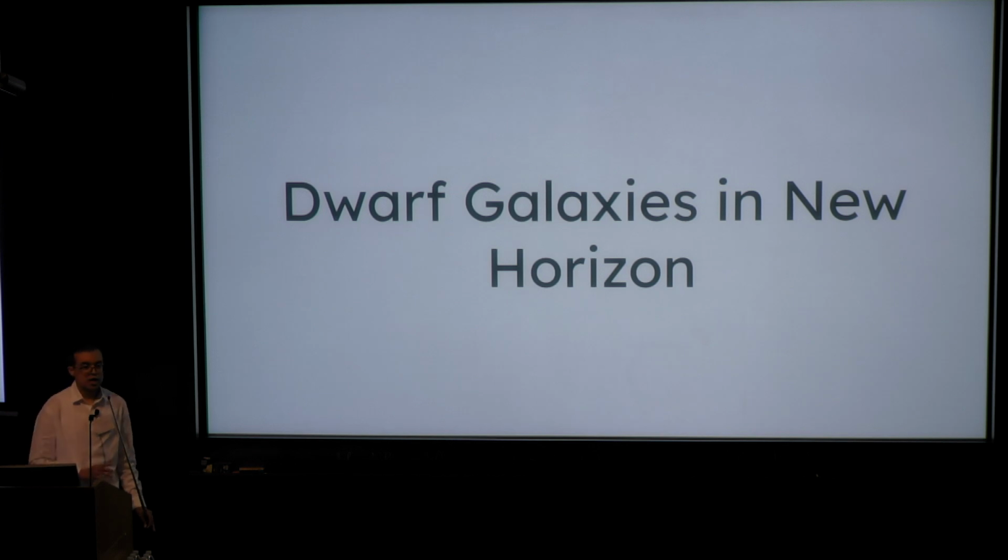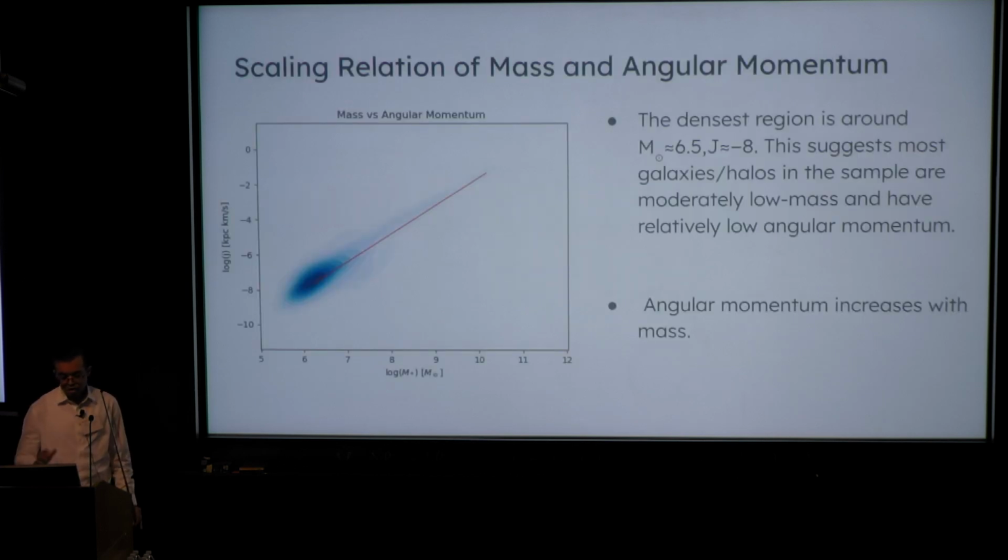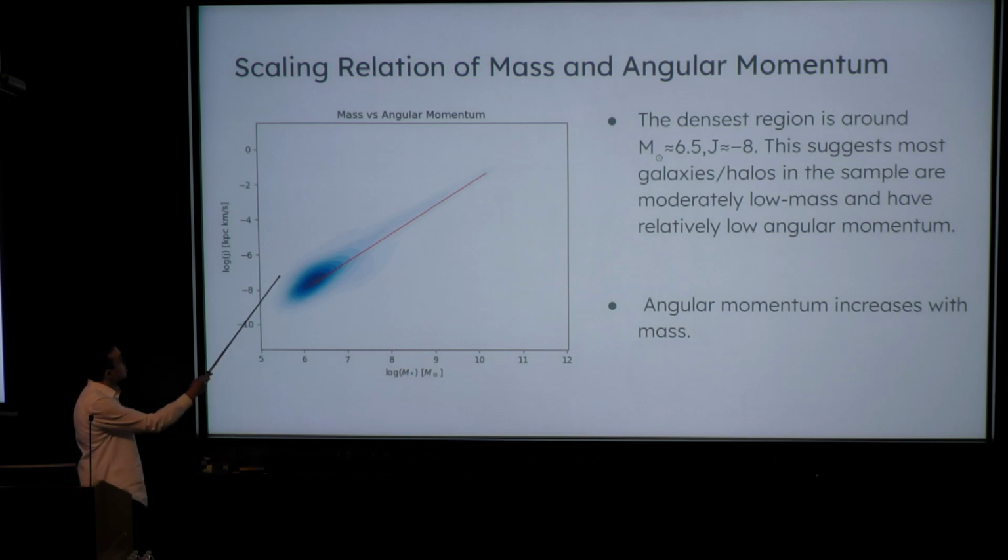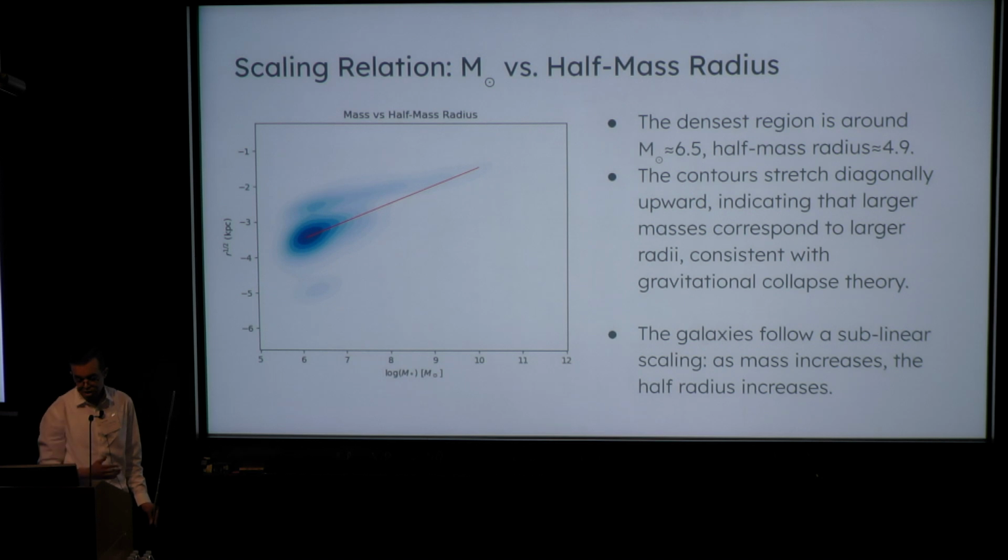So instead of looking at filaments, let's take a look at the galaxies. The galaxies in New Horizon have a lot of different properties. When we take a look at mass versus angular momentum, we notice that the smaller galaxies have less angular momentum, whereas the larger galaxies have more angular momentum, which is a linear relationship, and that is to be expected.